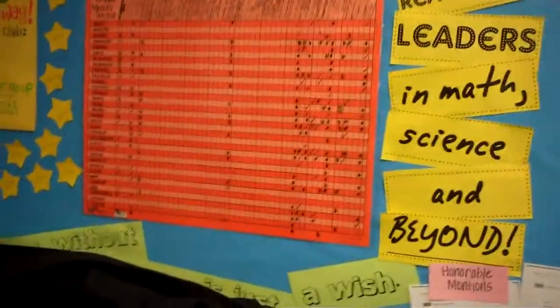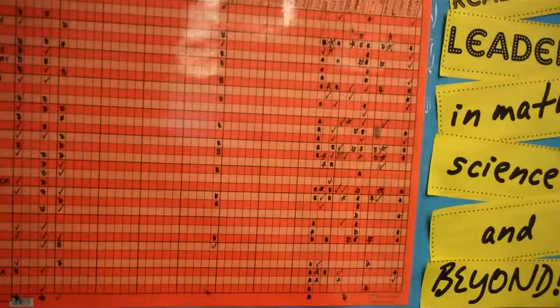I have the comprehensive data for science according to every single standard, and math according to every single objective. If they have a star on the wall, that means they've mastered it. If they have a check, that means that they're proficient. If they don't have anything, that means that they're still working on that skill.